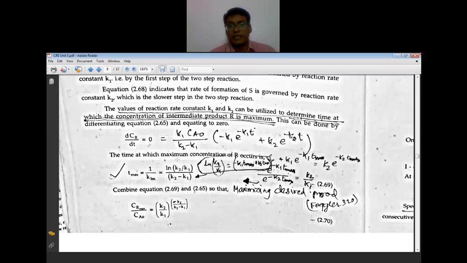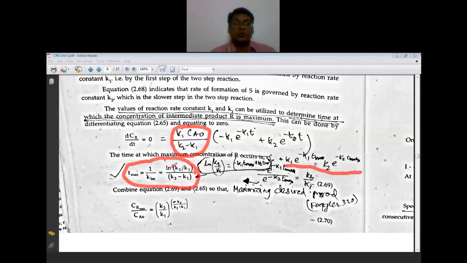So by simplifying this, you will get this term as 0, so this can be equated. This is K1 e raised to minus K1 Tmax, which is nothing but K2 e raised to minus K2 Tmax. For further simplification, you will get Tmax as ln(K2/K1) upon K2 minus K1. So you will get this as your Tmax, which depends only on the K values, the rate ratio of K1 and K2.